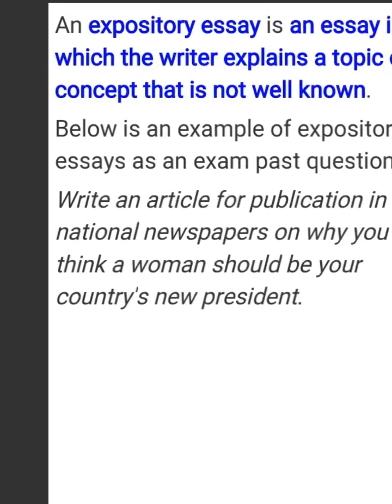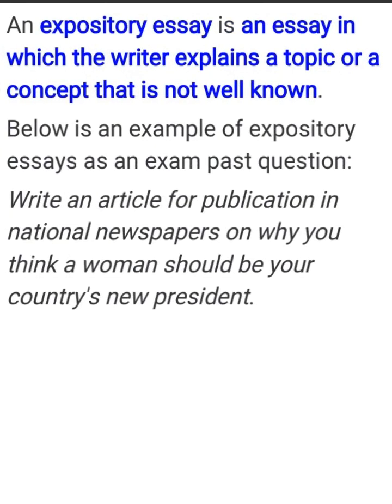We have what we call expository essay. An expository essay is an essay in which the writer explains. Expository has to do with explaining. The writer explains a topic or a concept that is not well known. Yes, you explain a topic or a concept that is not well known. So the focus of expository essay is explanation. Remember, description is different from explanation. In explanation, you are giving details of something, whereas in description, you are highlighting the qualities. They are two different things. So we want to take note of that.